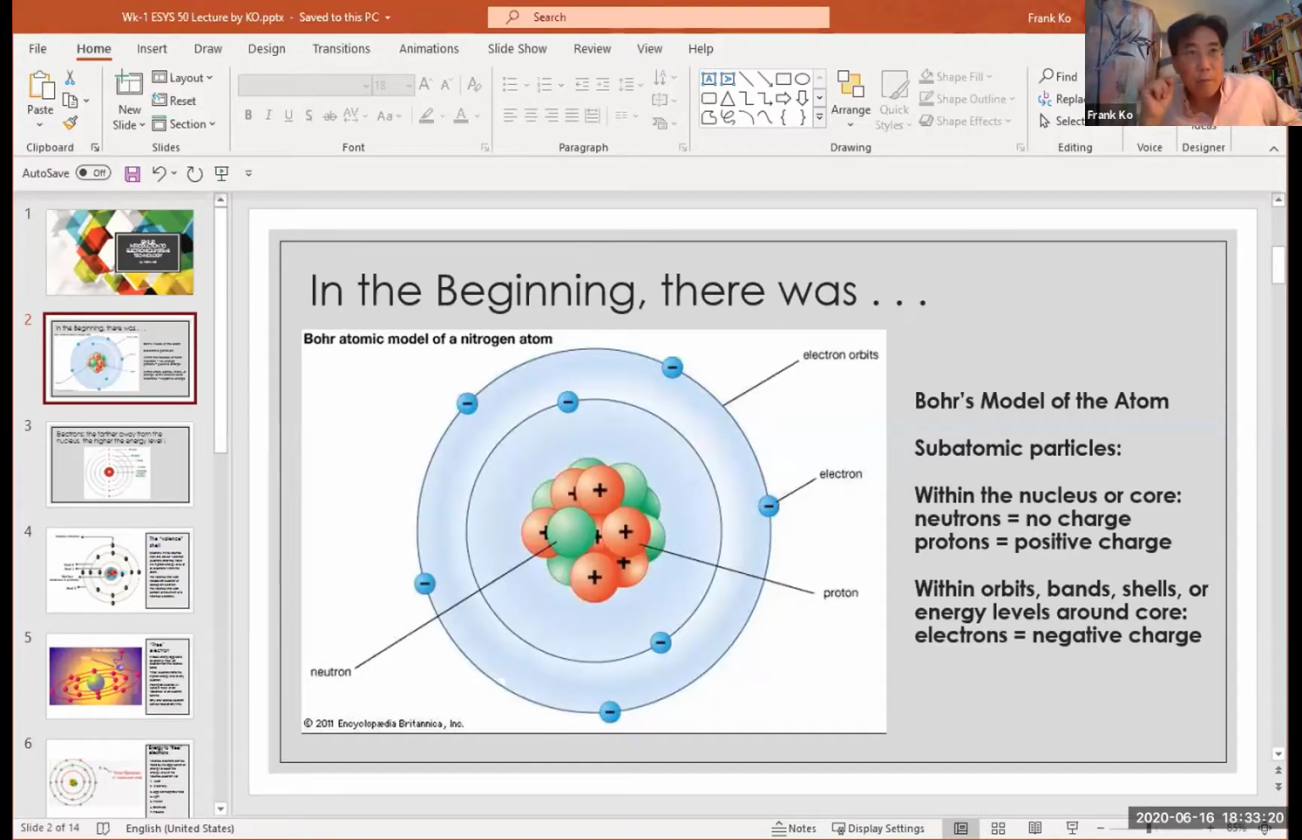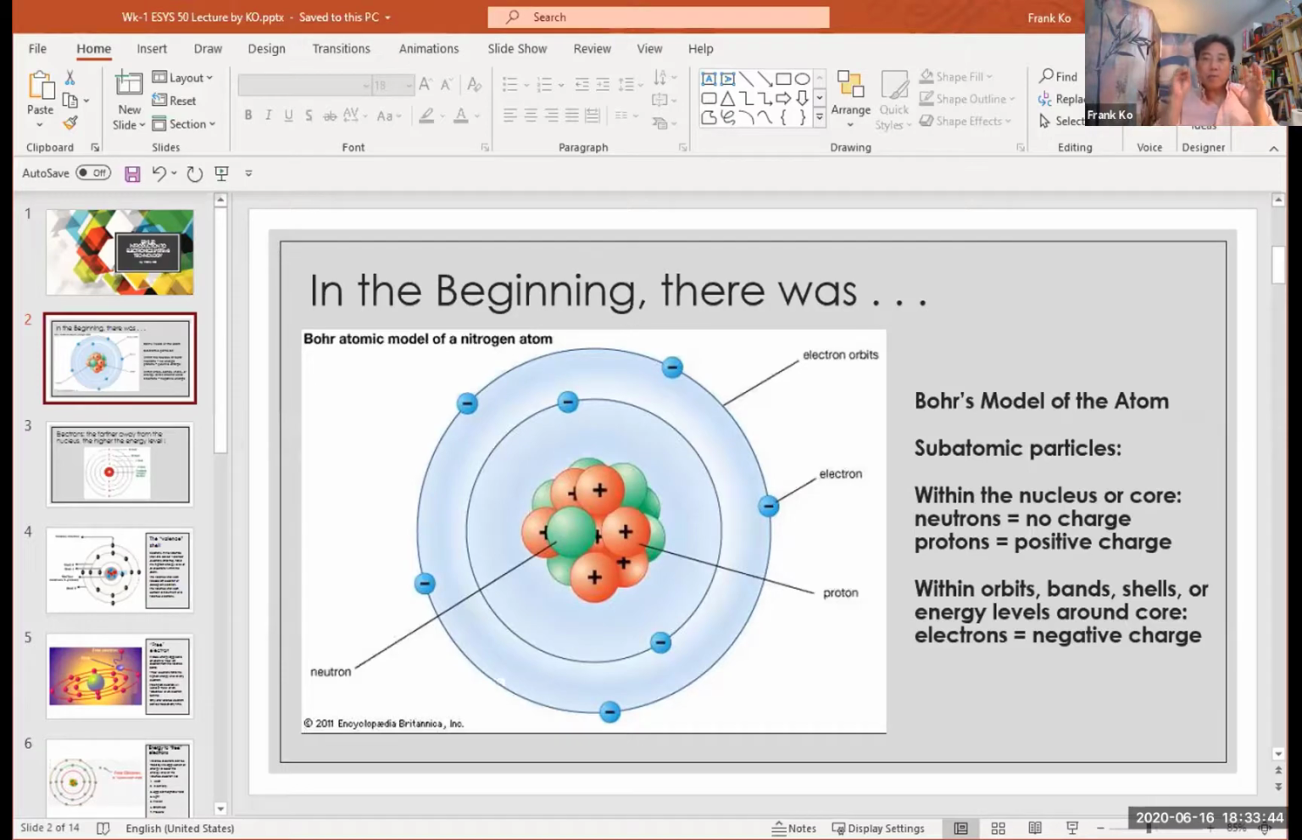So Bohr's model of the atom. Bohr's model of the atom is structured very much the way that you remembered it back in middle school and high school. There's a center part of the atom. The center part of the atom is called the nucleus. Another name for the center part of the atom would be the core of the atom. And there happens to be something called subatomic particles.